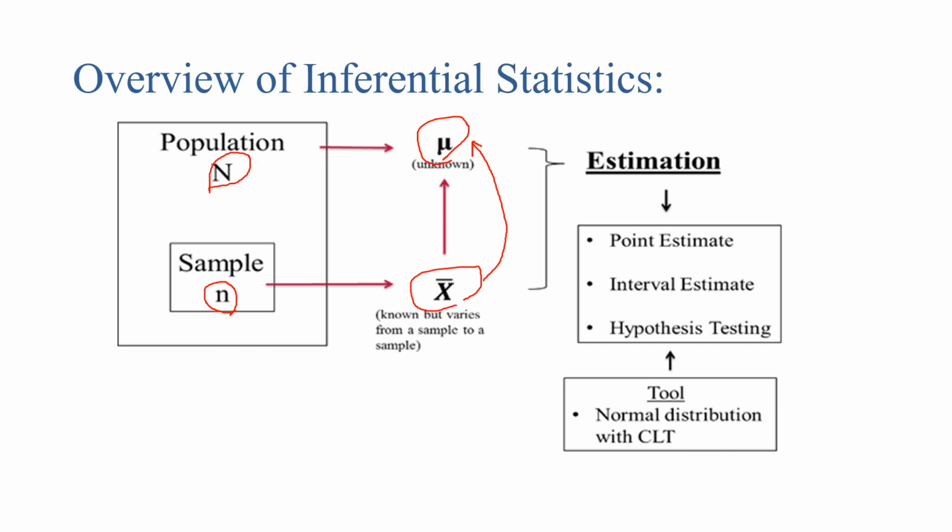This involves three processes: point estimate, interval estimate, and hypothesis testing. These processes utilize the normal distribution with the central limit theorem that we studied in chapter 5.4.